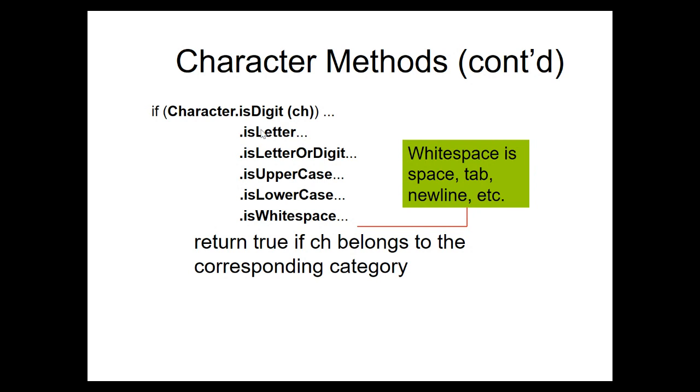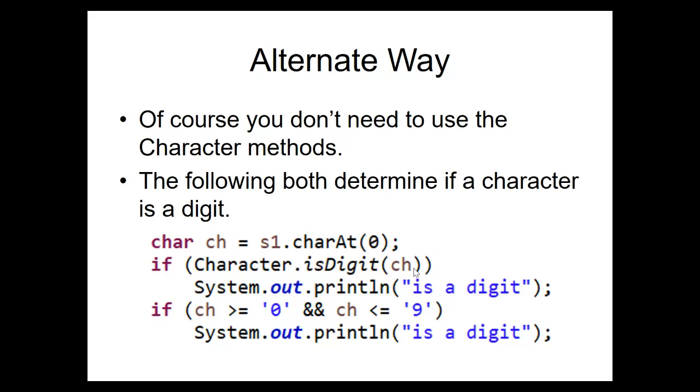And there's many others, like isLetterOrDigit, so you can weed out what's a weird symbol by it not being a letter or a digit. And you can determine if it's currently uppercase or lowercase, or if it's white space, like a space or tab or a new line, etc., and sort of categorize that character. Of course, you don't need to use those methods. They're handy, but if you really want to, you don't need to rely on those. You can do it the old-fashioned way.